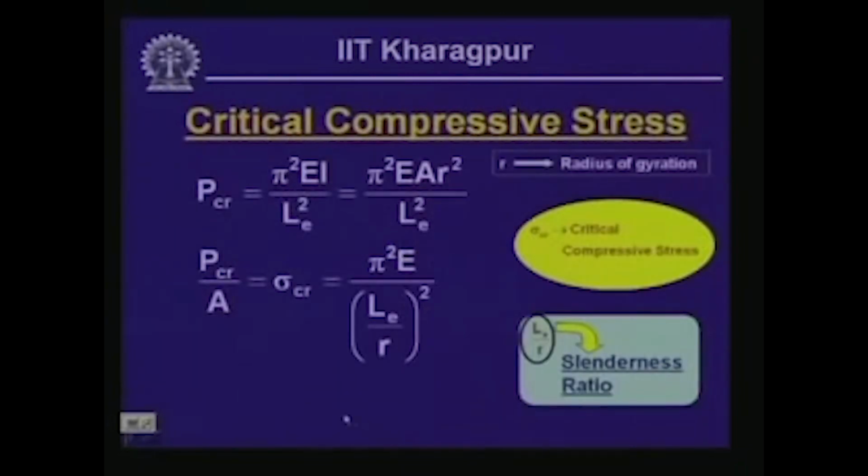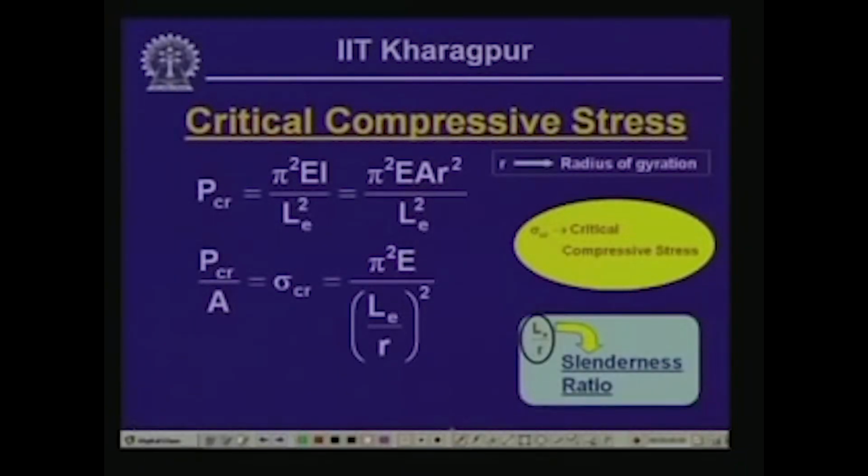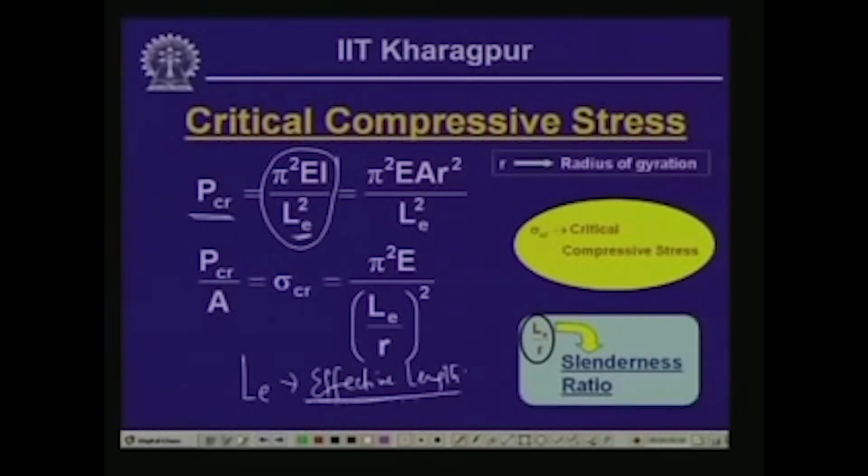Let us look into the formula which was derived by Leonhard Euler, that P critical is equal to pi square E I over L suffix E square. By L suffix E we mean the effective length, as we discussed last time, because for different support conditions we will have different values of L E, and this is what we call the critical load.